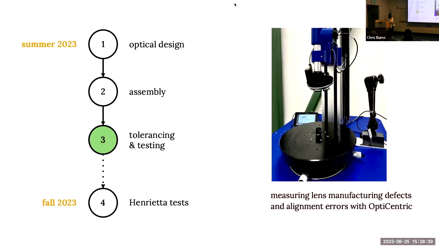This image on the right is a photo showing how I'm tolerancing my system. This is a photo of a machine called OptiCentric, and I'm using OptiCentric to measure the lens manufacturing defects as well as the alignment errors present in my system. Then I have to figure out how to compensate for these errors and defects in order to make sure that the image quality of my telescope simulator doesn't degrade too much.